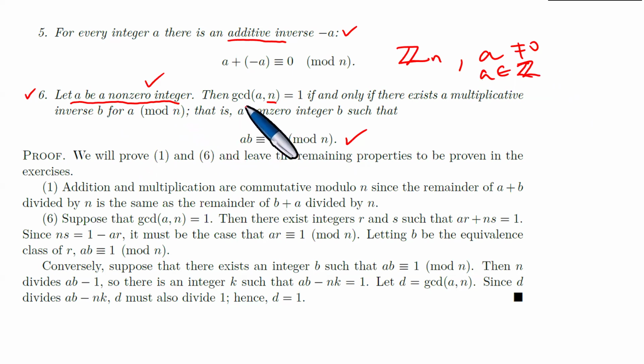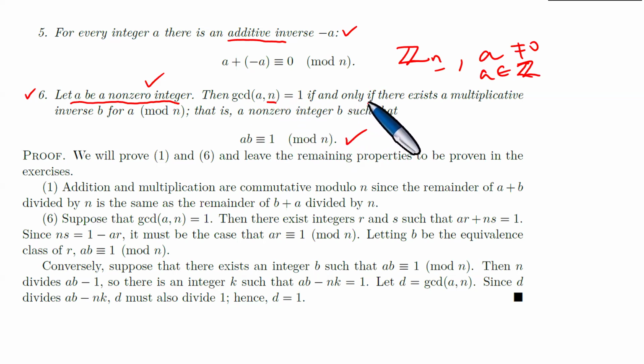Then the greatest common divisor of the non-zero integer a together with the index n is 1. When is it 1? If and only if. What is the necessary and sufficient condition for the greatest common divisor to be 1?